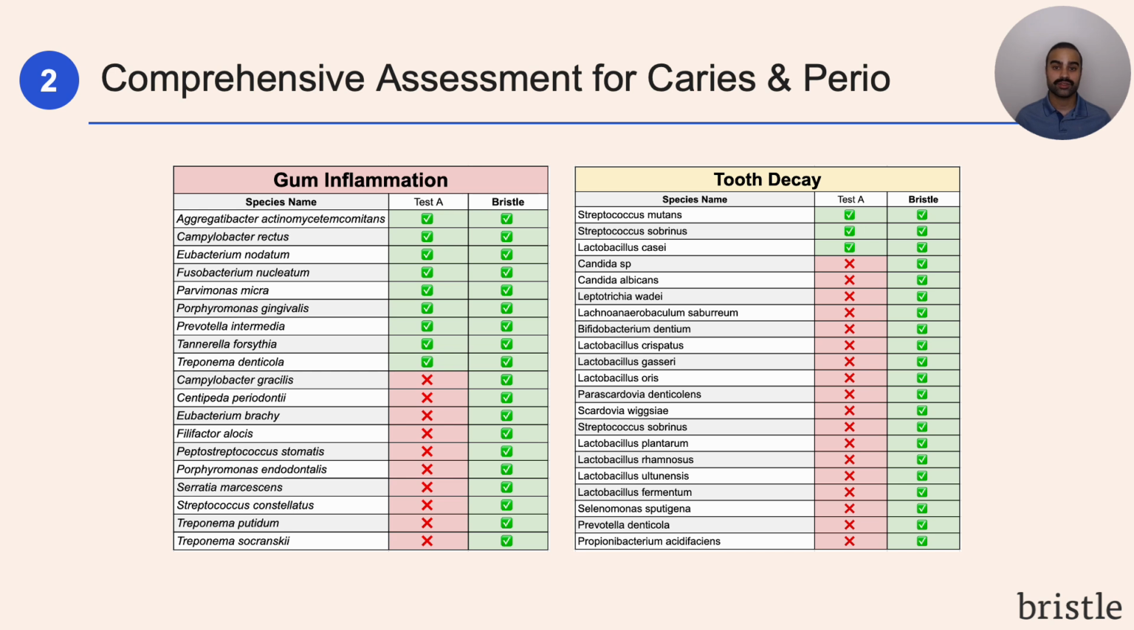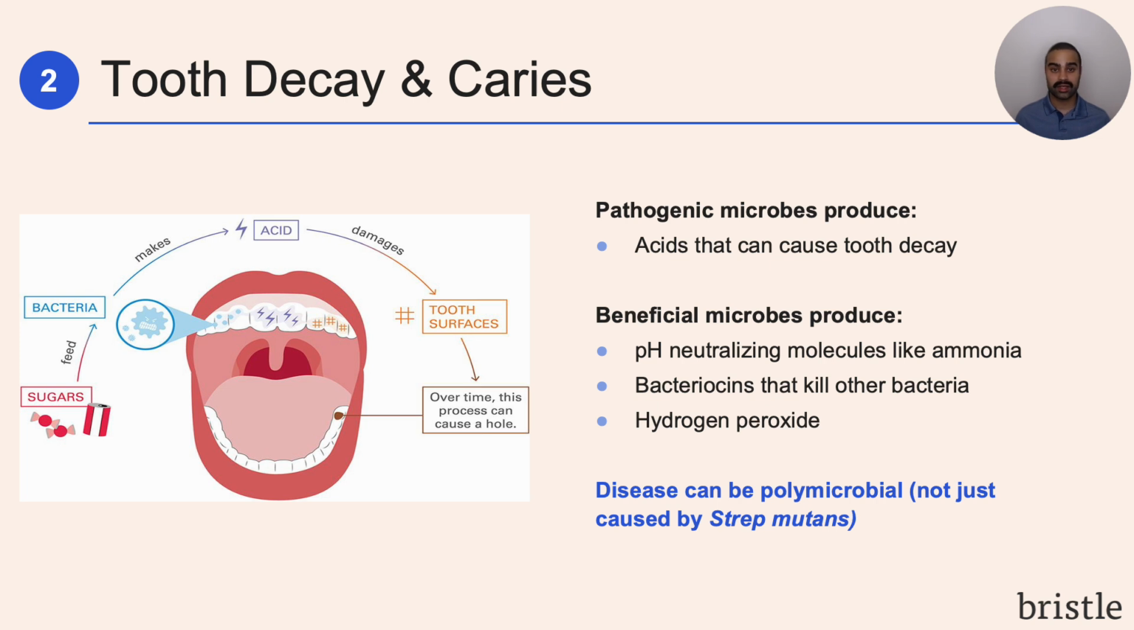This side-by-side gives you a quick snapshot of the caries and periodontal pathogens that we detect at Bristle compared to more traditional tests. You'll see we include dozens more species because these diseases are complex and there are many different contributing microbes. For tooth decay and caries specifically, there are certain pathogenic microbes that produce acids, but there are also beneficial microbes that can combat the impact of these acid-producing species. Again, it's a polymicrobial infection, not just caused by strep mutans or a couple other species.